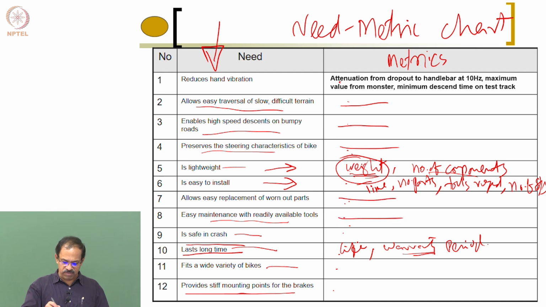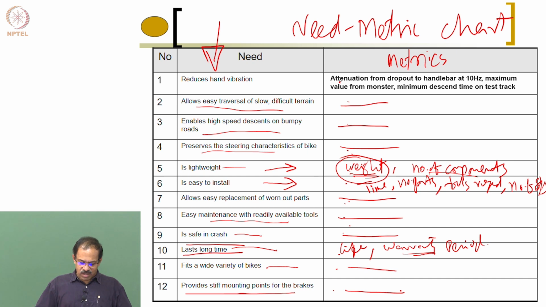Because some of them may not be very familiar to you, that's why I am not asking you. Can you identify metrics for any other needs here? Okay, the first one has come. Reduces hand vibration. So we can say that for a particular condition, what is the attenuation that you are getting in the vibration? This is basically a measurement of vibration.